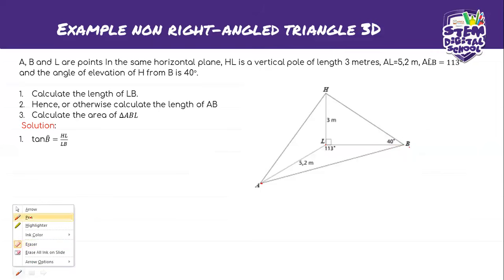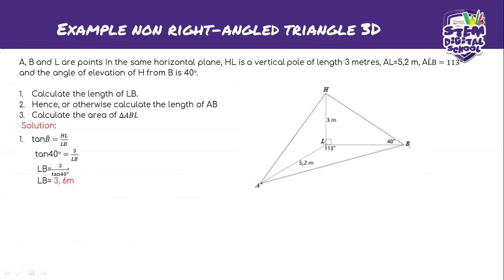Thank you very much. Now let's proceed and see what we'll have. The next step, you then substitute your value. Then we are going to have tan 40 degrees equals 3 over LB. Remember, this 3 is what? It is the opposite side, HL, 3 meter, divided by LB, the one that we are in need of. So remember, we are calculating that side of LB, so we used the trig ratio of tan.